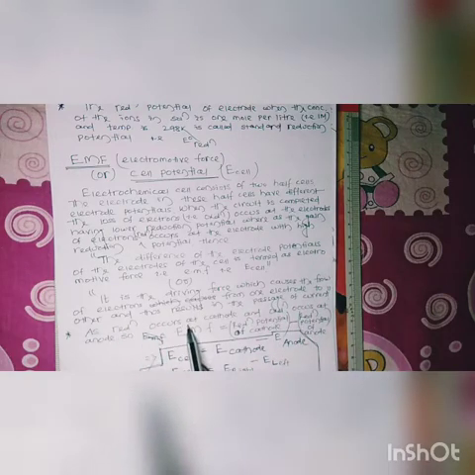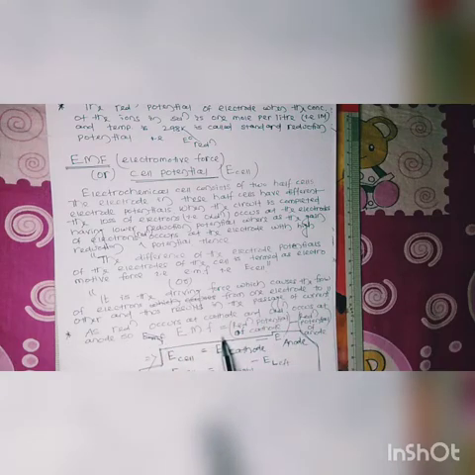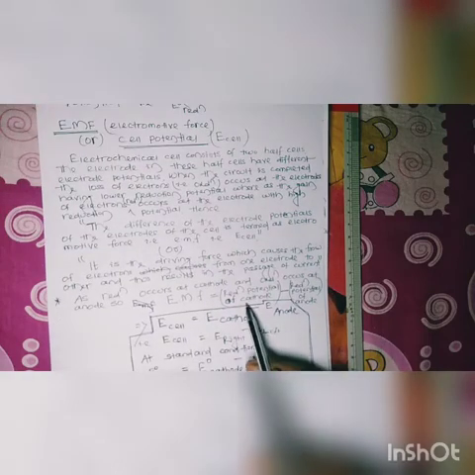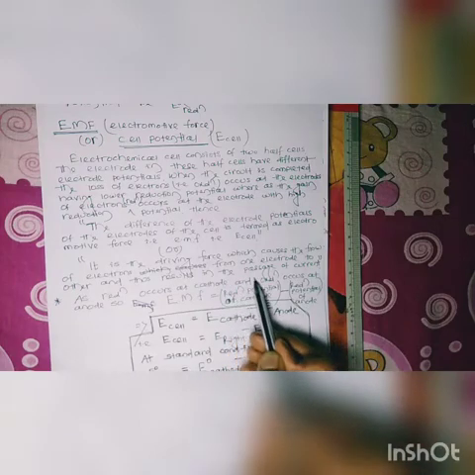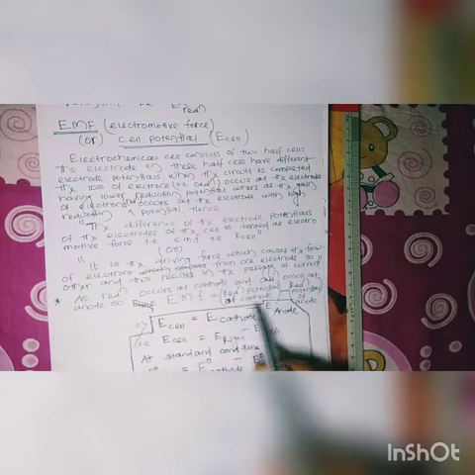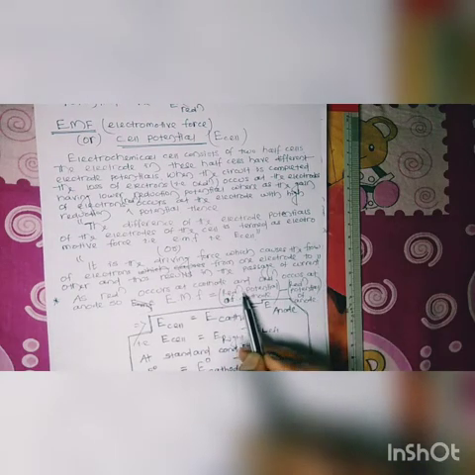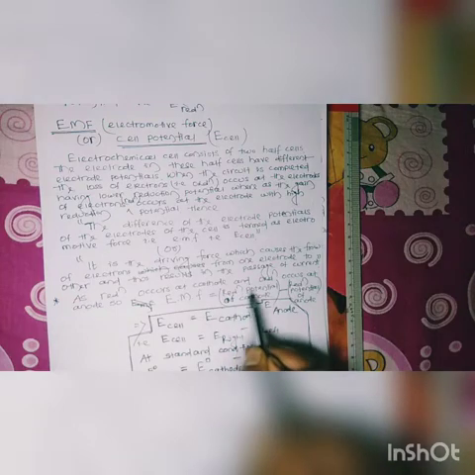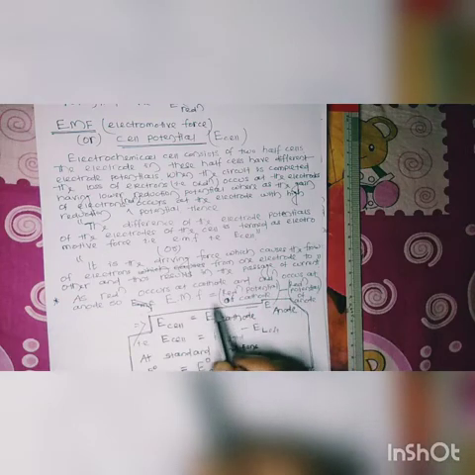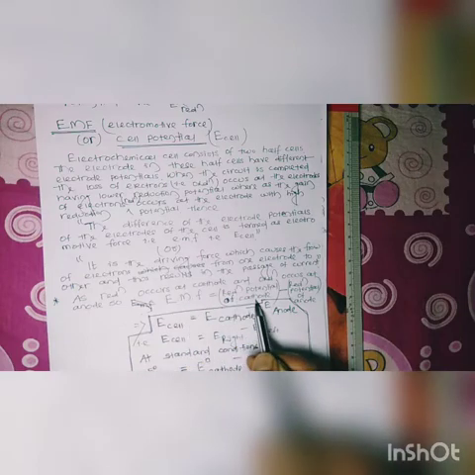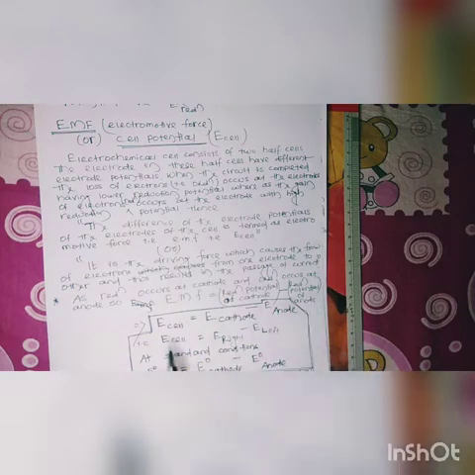As reduction occurs at the cathode and oxidation occurs at the anode, we can say EMF equals the reduction potential of the cathode minus the reduction potential of the anode, because here the reduction potential is higher and here the reduction potential is lower. That means electrons flow from anode to cathode and current from cathode to anode. That is why EMF equals the reduction potential of cathode minus the reduction potential of anode. That is, E cell equals E cathode minus E anode. This is the standard formula.